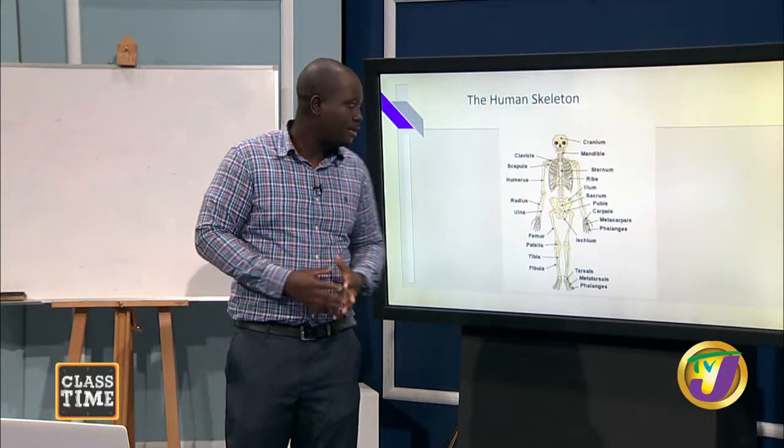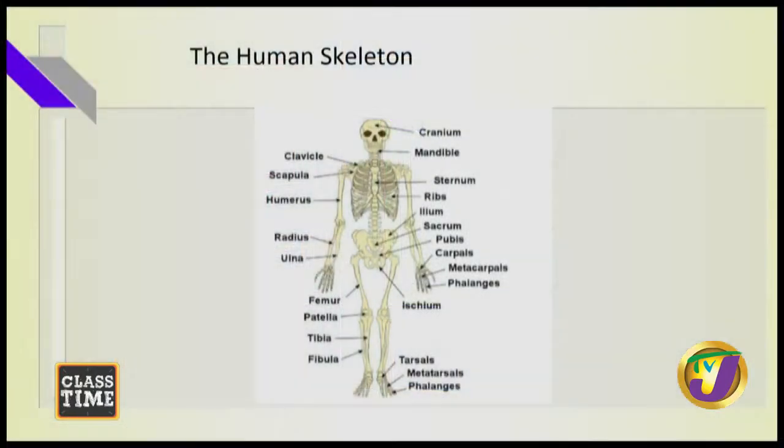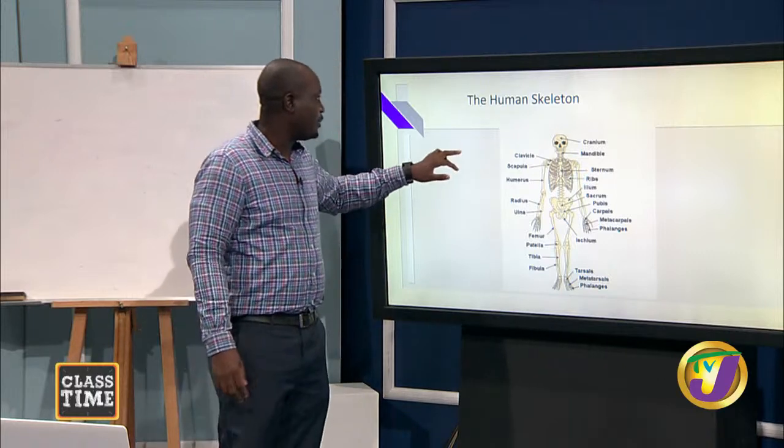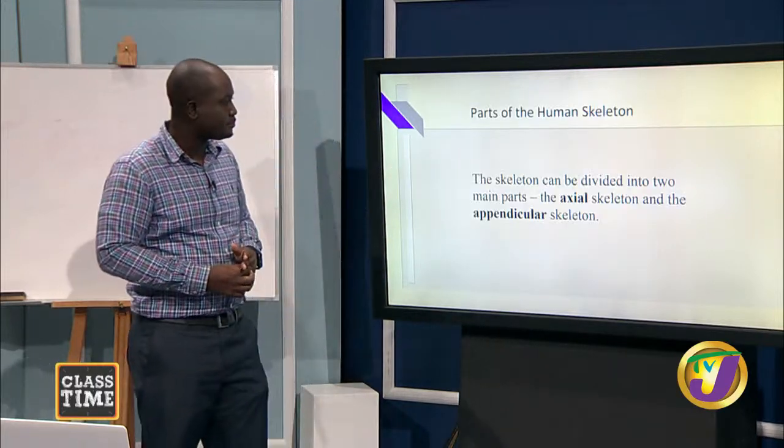So get a diagram of the human skeleton, and in your spare time, sit down and go through the different parts, and try to visualize in your head where the different bones are located. It may seem overwhelming now, but I can guarantee you, as soon as you get into it, you will know the different parts of the human skeleton.